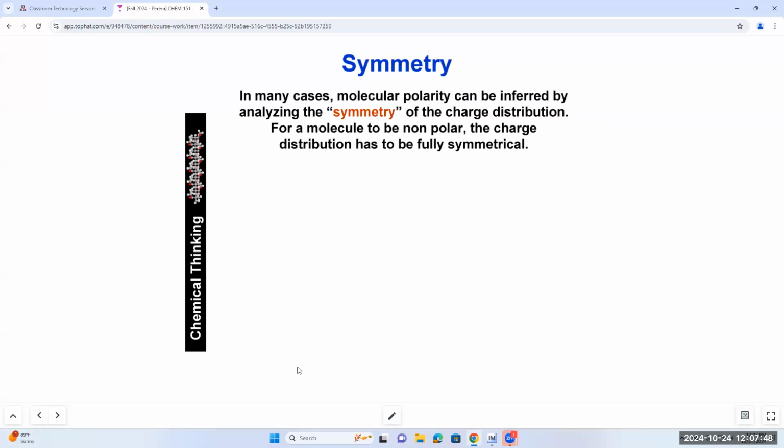Okay. So after some time, like me, you're going to get lazy, right? Right now you want to do everything. But it turns out we can analyze the symmetry of the molecule and determine whether the molecule is polar or non-polar, because it's all about charge distribution. If the charge distribution is symmetrical, then the molecule is non-polar. If the charge distribution is asymmetrical, then the molecule is polar.